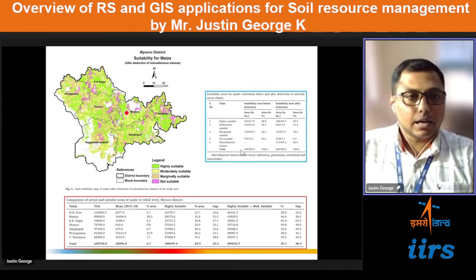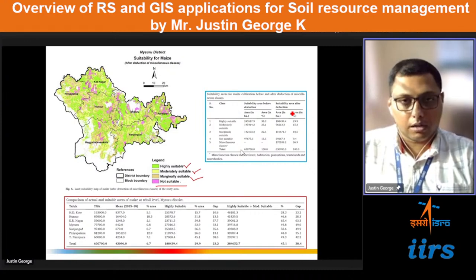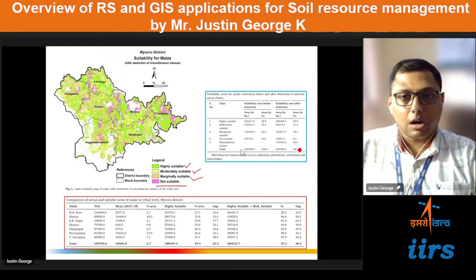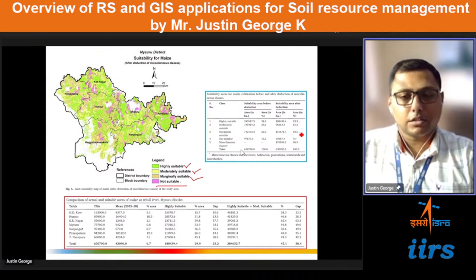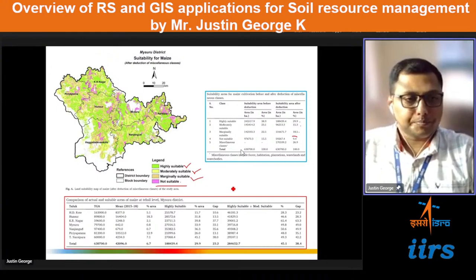Here you can see the green color indicates the areas which are highly suitable, this indicates the areas which are moderately suitable, and this indicates the marginally suitable areas, and there are certain areas which are not at all suitable for cultivation of maize. This is the area statistics after the deduction of the miscellaneous classes. Out of the total area, around 29% is highly suitable, 18% is marginally suitable, and 15% is moderately suitable, whereas only 9.5% of the area is not at all suitable for maize cultivation.